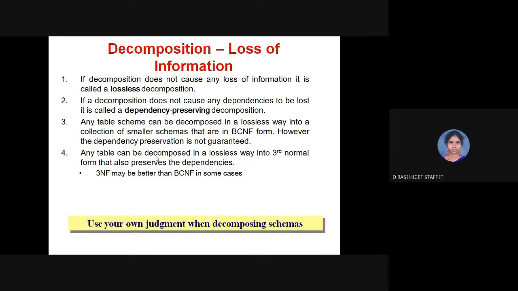At the same time, this decomposition should not cause any dependencies to be lost. It is called a dependency preserving decomposition. With that, we should not lose any particular information. Lossless decomposition that also preserves dependencies is called a dependency preserving decomposition. Okay, so when compared with third normal form, we always go ahead with Boyce-Codd normal form.